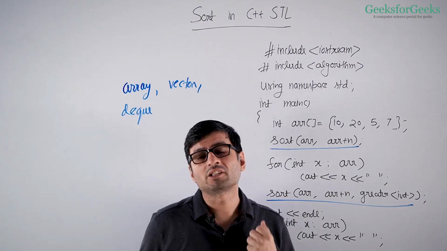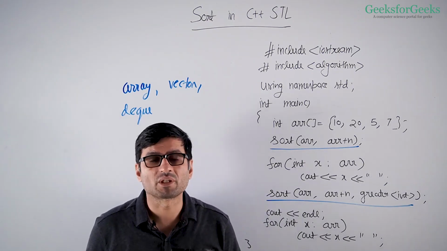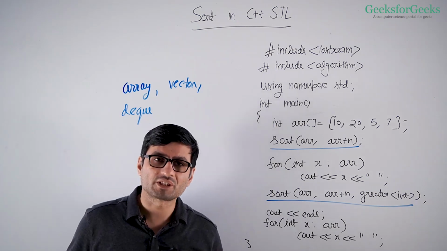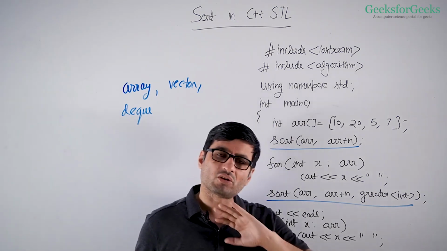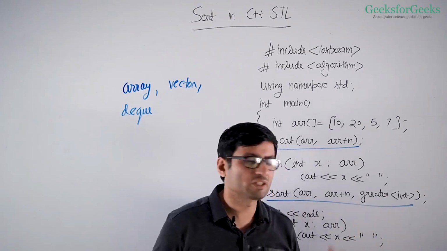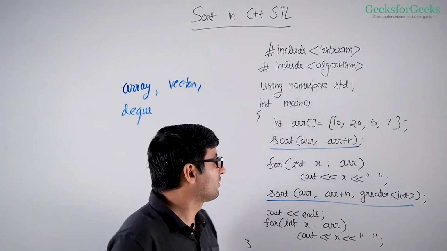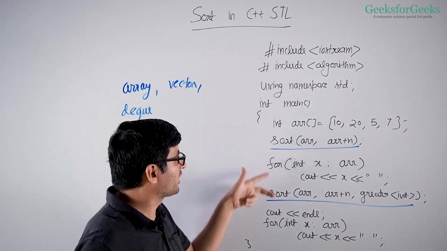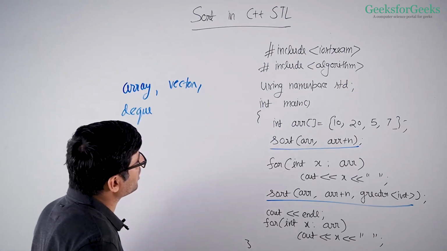The greater function in C++ is a general purpose comparison function which reverses the order. So the general order is increasing order, and the greater function gives you decreasing order. So we now know sorting. We know how to call it in two ways. Let's guess the output of this program.